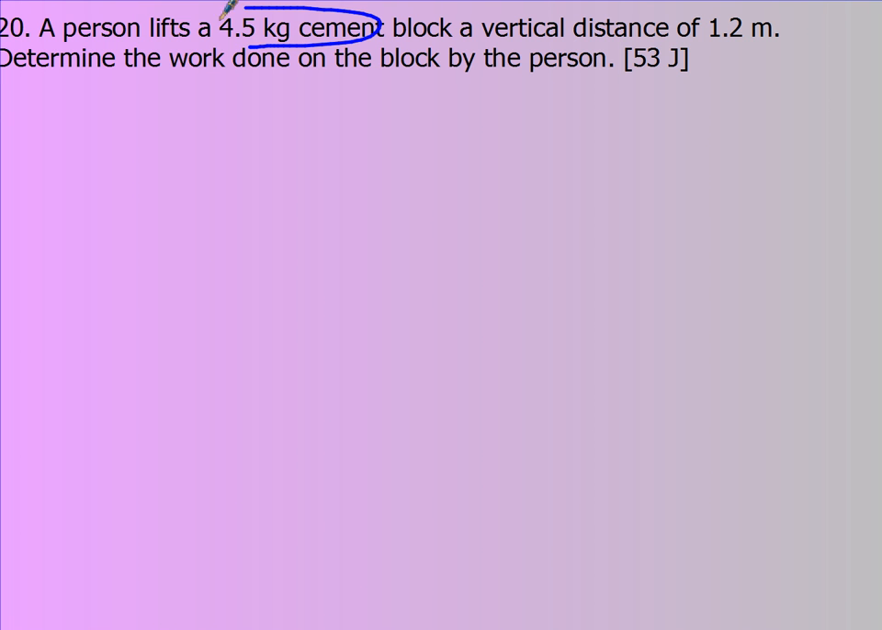Okay, a person lifts a 4.5 kilogram cement block. So m is 4.5 kilograms. A vertical distance of 1.2 meters. So d is 1.2 meters. Find the work done by the person. Draw your free body diagram.